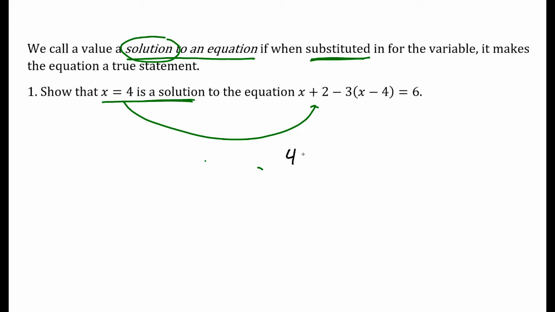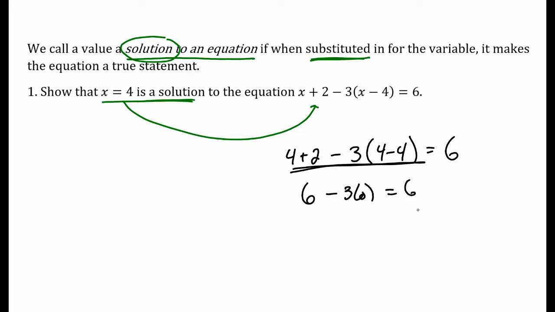So I have 4 plus 2 minus 3 times 4 minus 4. Does that equal 6? I have no idea if it equals 6. That's what we want to figure out. So we can be nice, lazy mathematicians, or we could follow our order of operations here. But you could throw this side into your calculator. I have 6 minus 3 times 0 equals 6. 6 minus 0 is 6. This is a true statement, so x equals 4 is a solution.